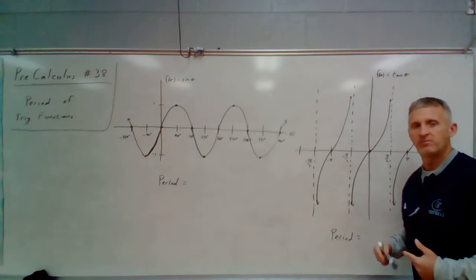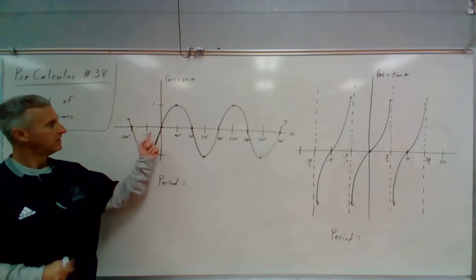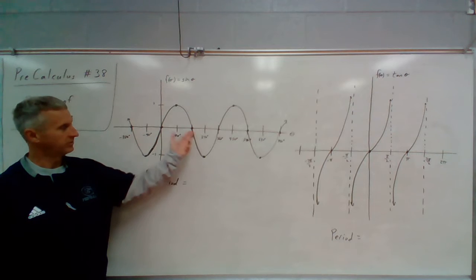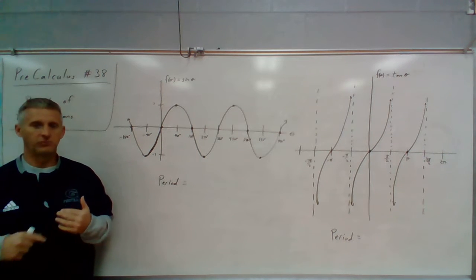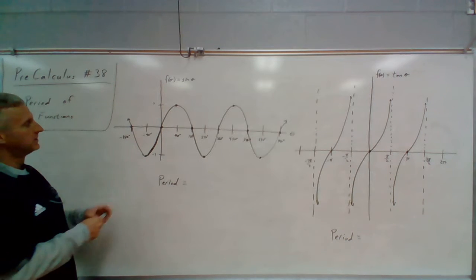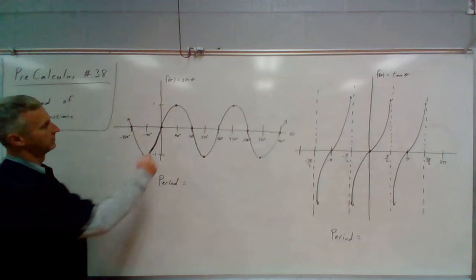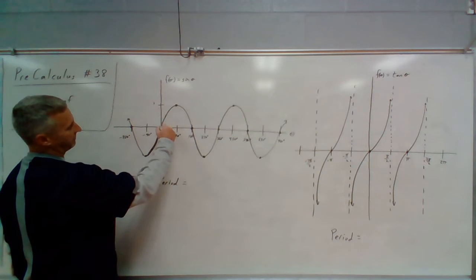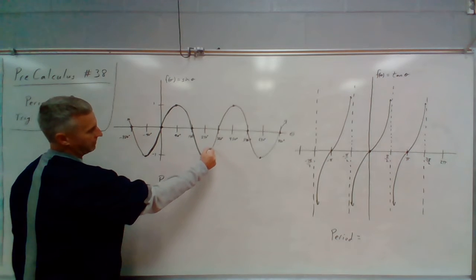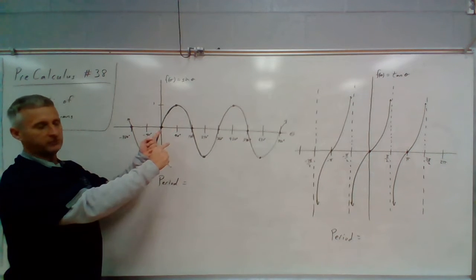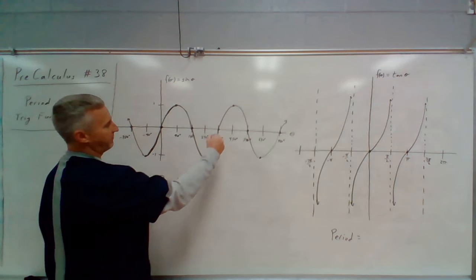All right, so let's talk about the period of a trig function. What we mean by period is the distance along the theta axis that it requires for the graph to go through one complete cycle. So for instance, if I start at this point and I trace the graph here and all the way to here, I've completed one full cycle. Notice after that, the graph just starts over and it repeats that pattern.